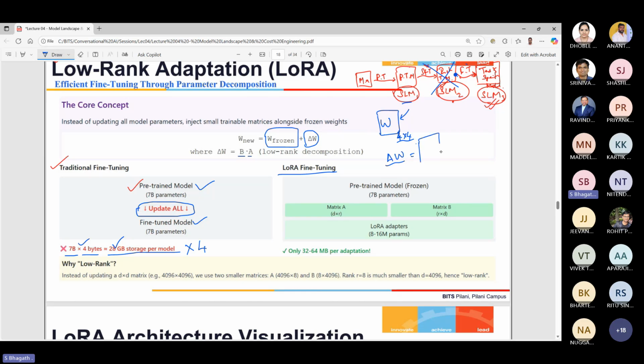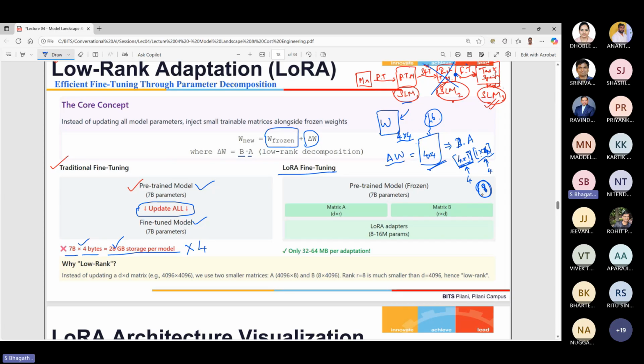So this delta W is also 4 cross 4. But the point is, you don't use this directly. You express this as B cross A. B cross A means you will put 4 into 1 as B and A is 1 into 4. If you know matrix multiplication, you understand that a 4 cross 1 matrix multiplied by a 1 cross 4 matrix is a 4 cross 4 matrix. So instead of fine tuning 4 into 4, 16 parameters, you are going to fine tune only 4 into 1, which is 4 parameters, and 1 into 4, which is 4 parameters. So you are going to fine tune only 8 parameters instead of 16, right? That is the logic behind this. You fine tune only these 8 numbers.